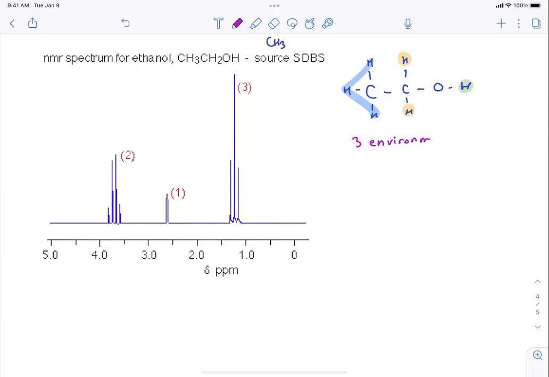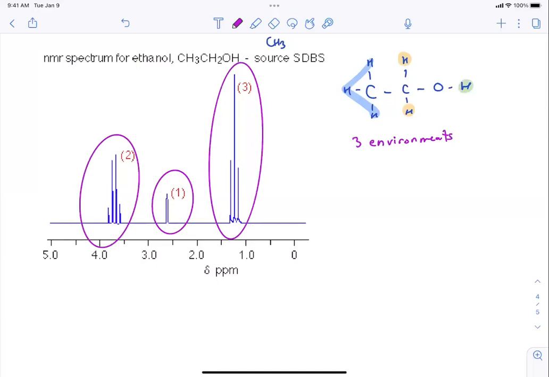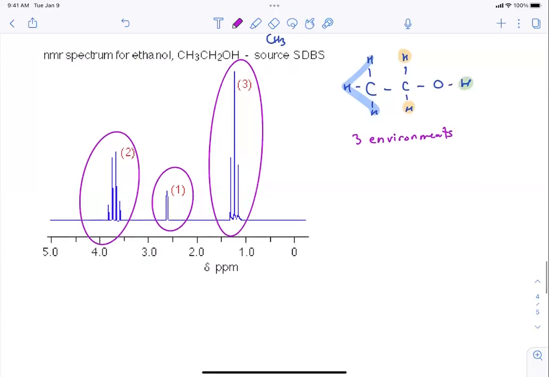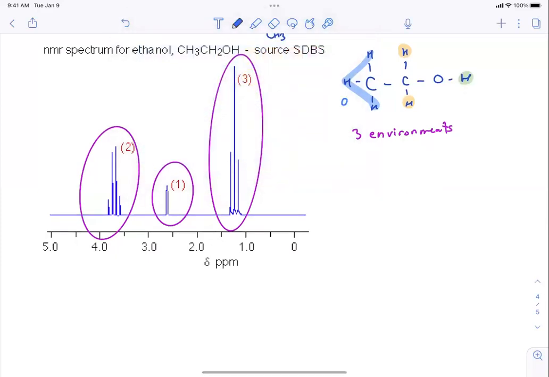Does our spectra support that there are three environments? Yes, there's one environment here, there's one environment here, and there's one environment here. I don't know which environment's which yet, which we're going to talk about a little more, but I do know there's three sets of peaks, so that supports the fact that there are three environments in the structure as well. Now, this environment we'll call A, this B, and this environment C.